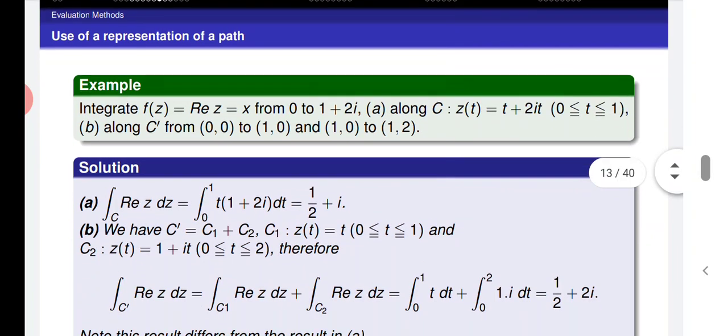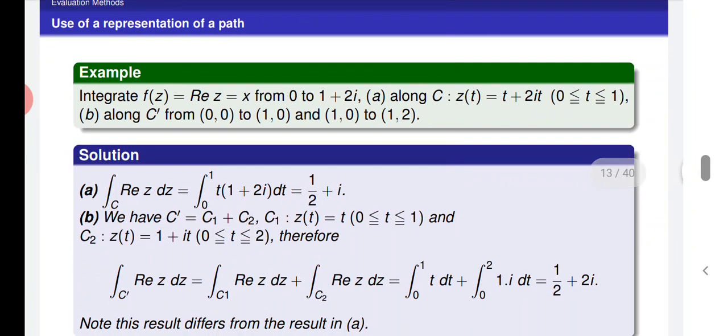Now we have a solution. Part 1, that is the integral over C of real of z dz, is equal to the integral from 0 to 1 of t times 1 plus 2 iota dt. On solving as routine integration, we will have 1 by 2 plus iota as part of the answer. For part B, we have C dash.